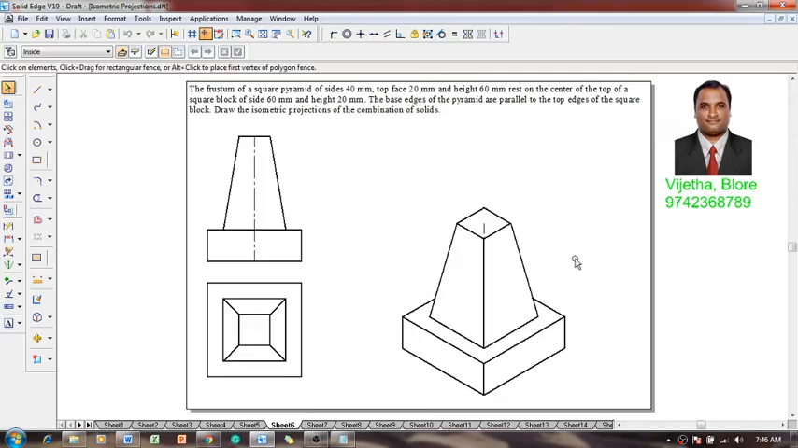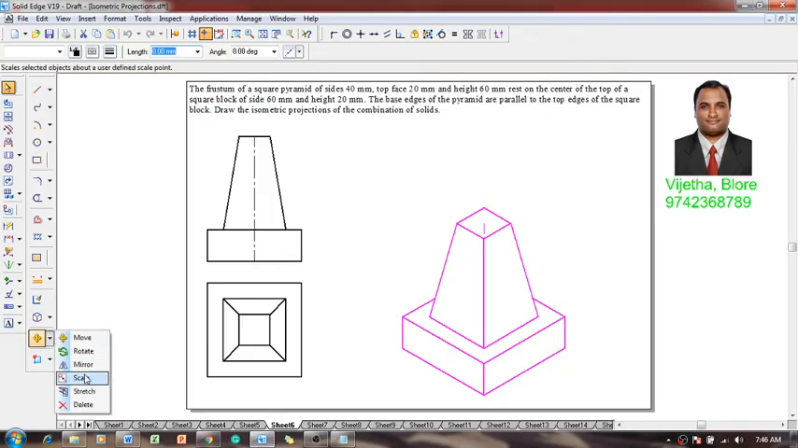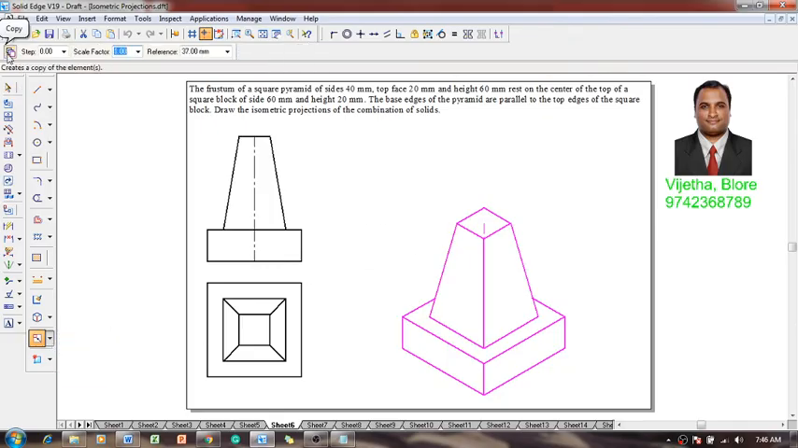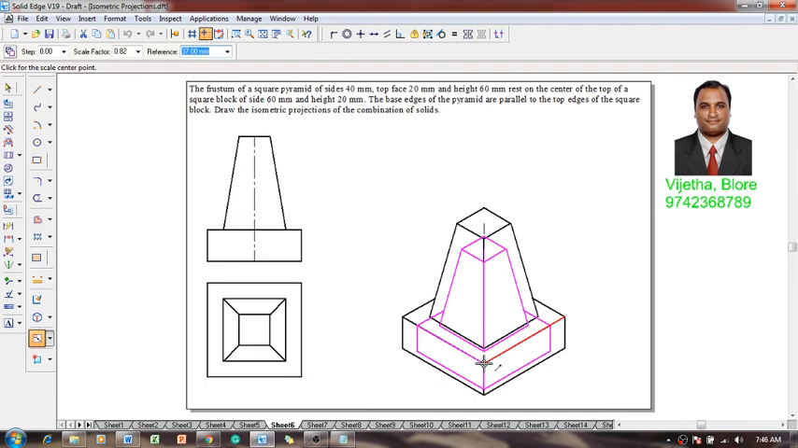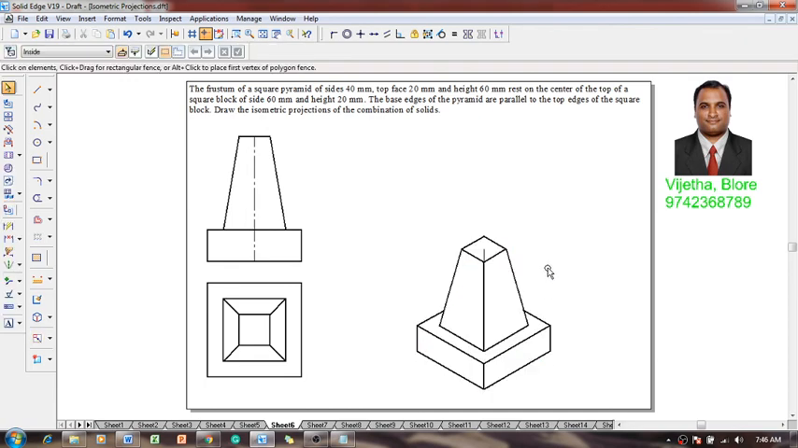Now this figure has to be converted to an isometric projection, for which I select this figure and go with the scale command. I switch off the copy, because we had switched on the copy for the scale command earlier. Now I give the scale factor 0.8164, which is the isometric scale factor. Now I can see that the isometric projection of the given combination is completed as per the given conditions.